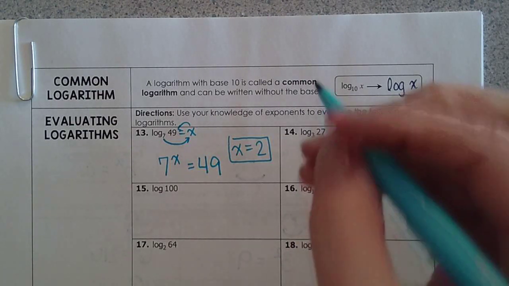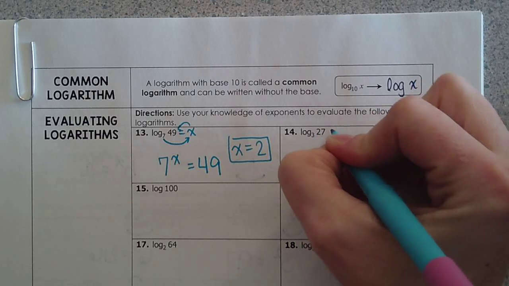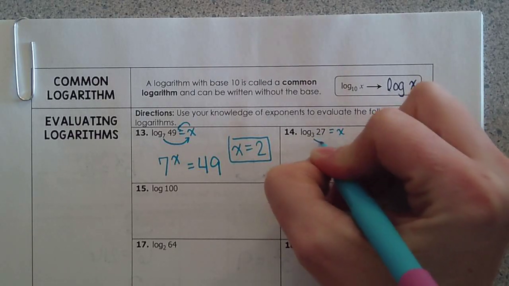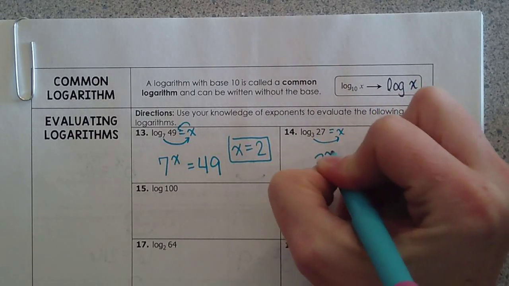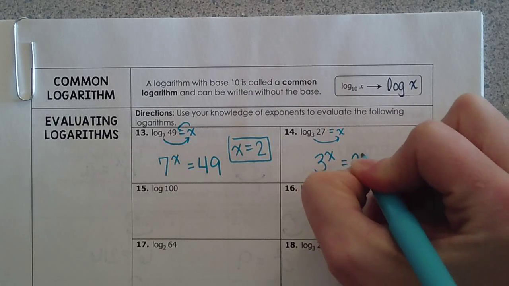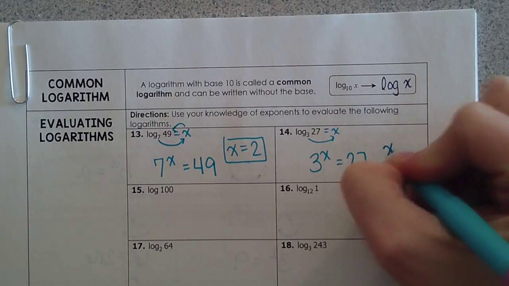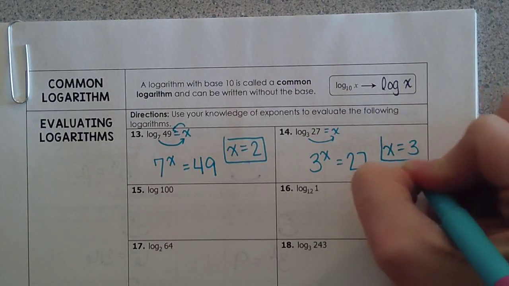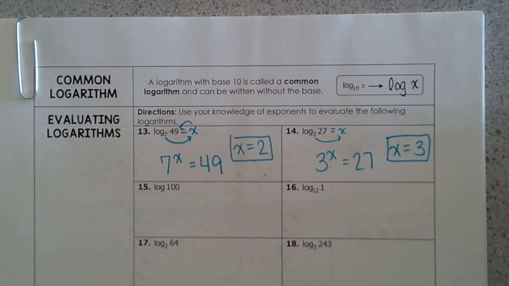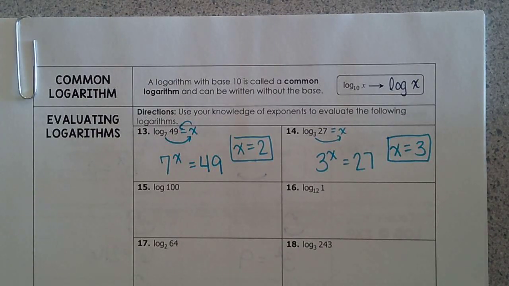Okay, trying number 14. 3 to the power of something equals 27. What does it have to be? 3 squared would be 9. 3 cubed would be 27. So the value of log base 3 of 27 is 3.